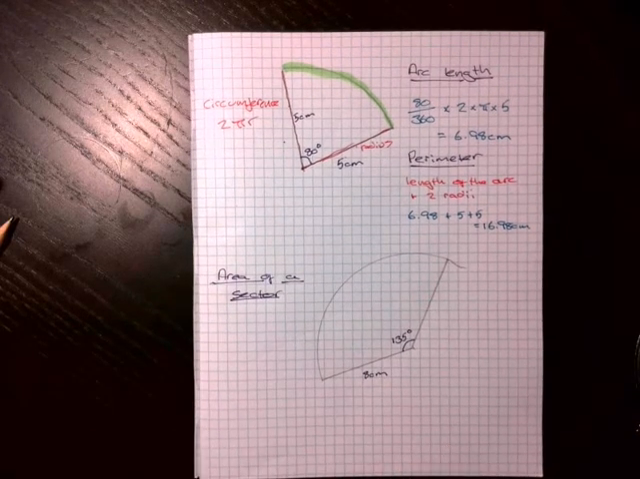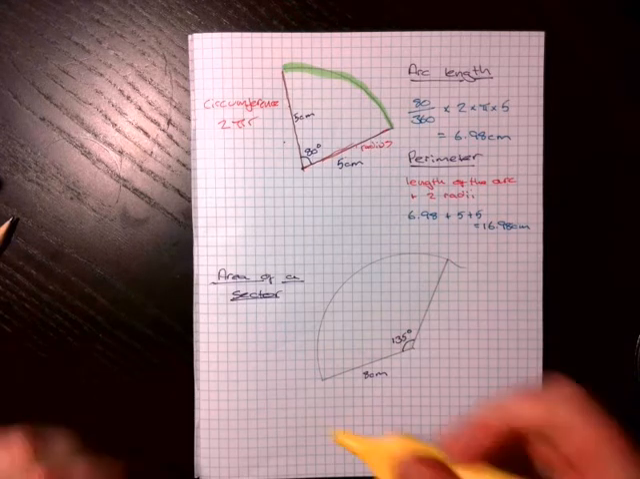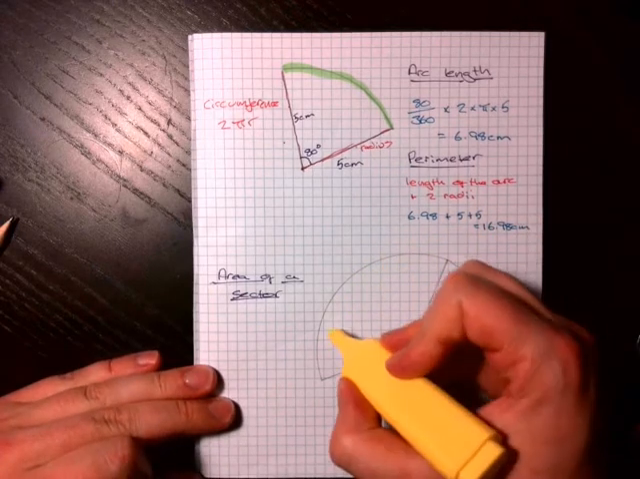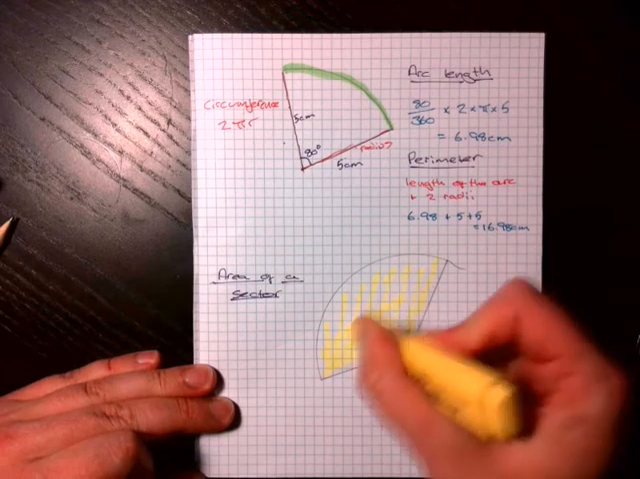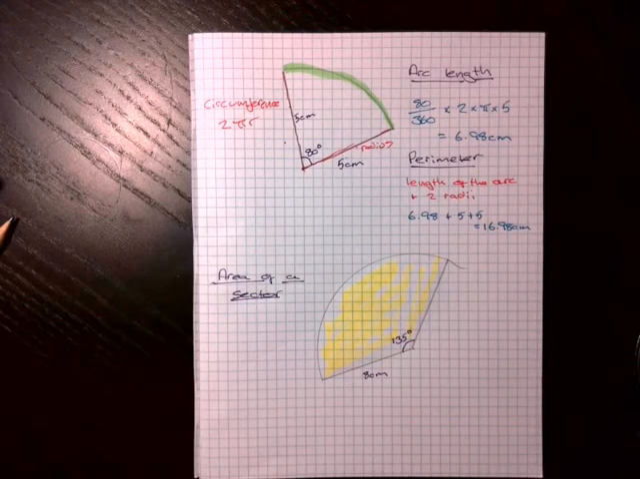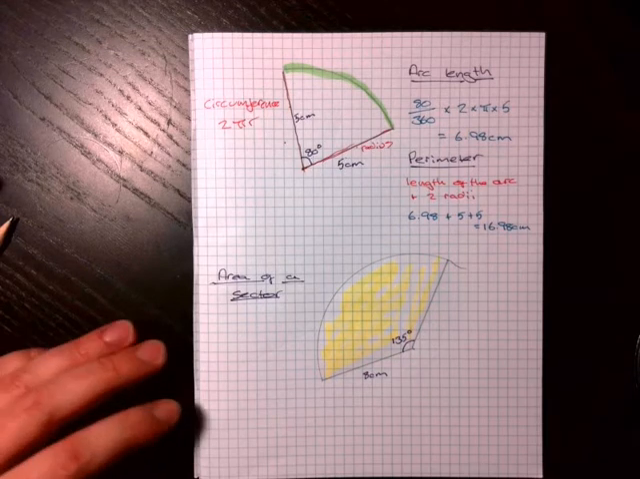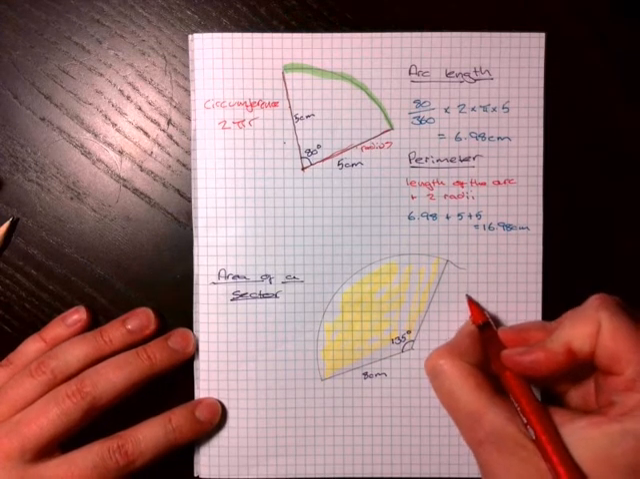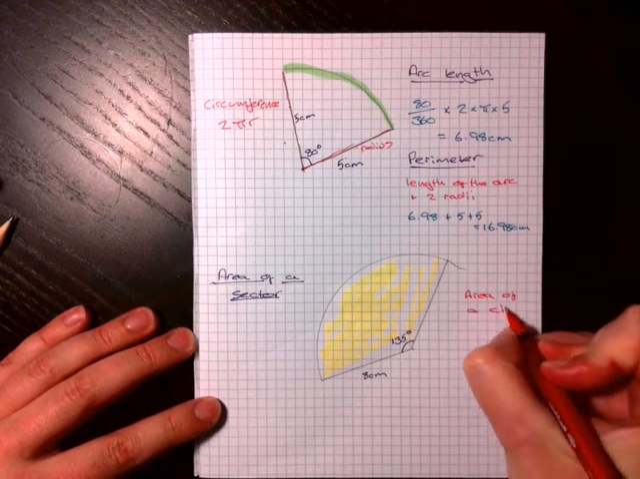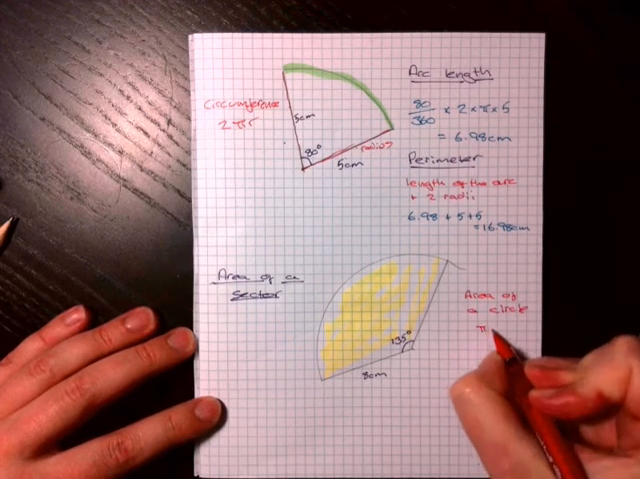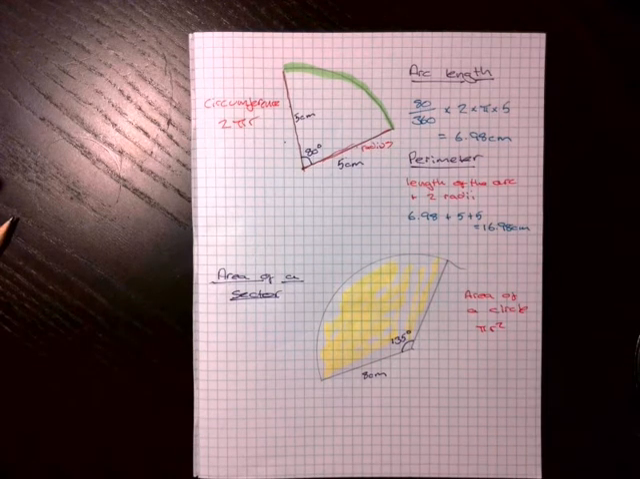Now, if we want the area of a sector, so this time we are not looking for this curved length and we're not adding on the straight bits, we're looking for an actual area. So we're looking for this bit here. What we would need to do here is we would need to use our area of a circle formula, which is pi r squared, or pi times the radius squared.